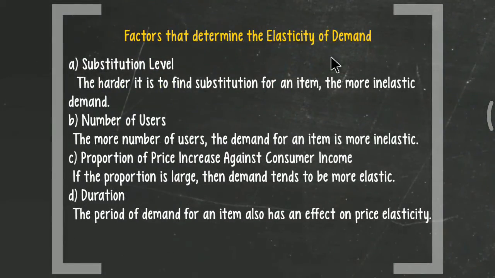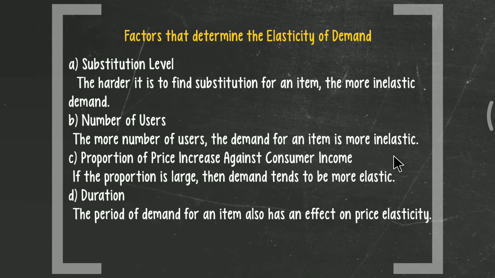Now we see factors that determine the elasticity of demand. A. Substitution level. The harder it is to find a substitute for an item, the less elastic the demand. Example, rice is easy to replace with potatoes, so it has elastic demand, whereas salt has no substitute, therefore the demand is perfectly inelastic, because even though the price is raised so much, people still buy it.